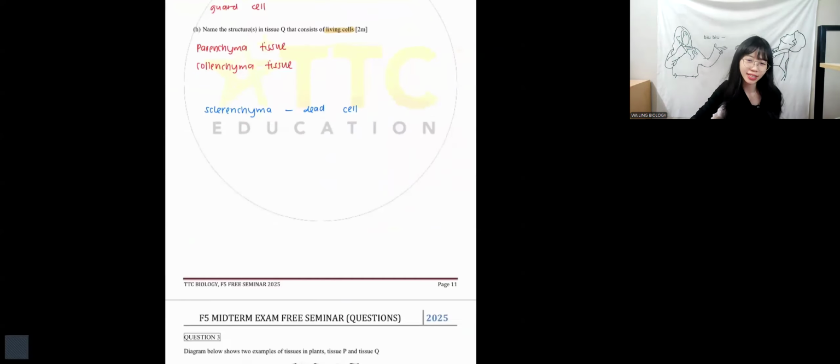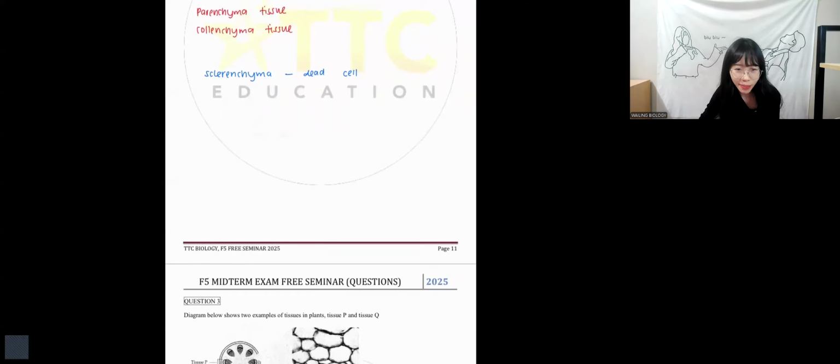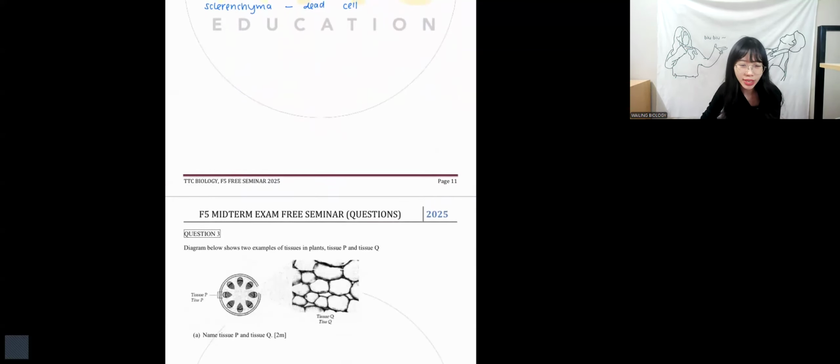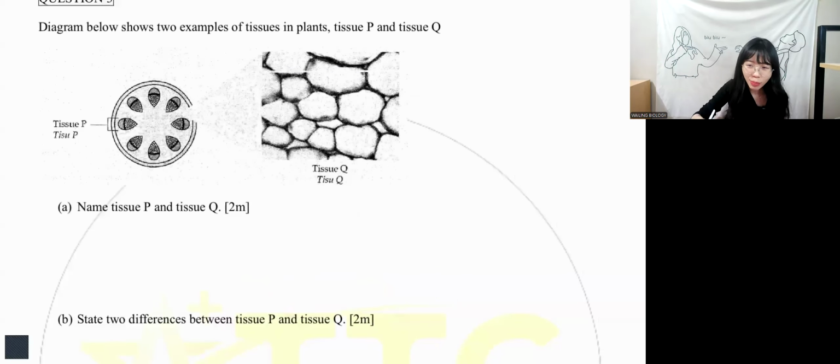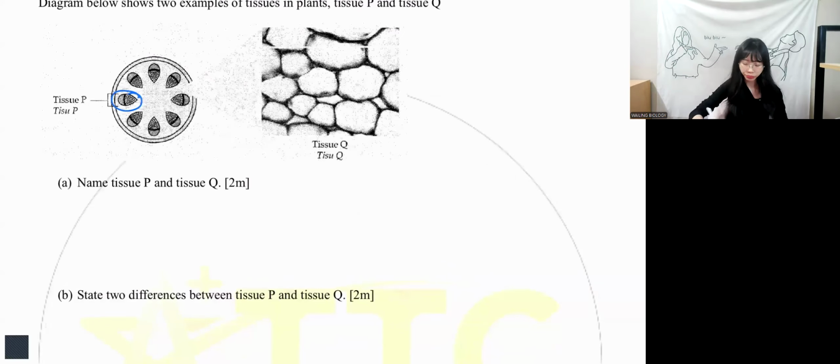Okay, the next question. Diagram below shows 2 examples of the tissue in plant P and Q. They ask you to write what is the tissue P. Tissue P, they bracket the entire thing. When you bracket the entire thing here, this tissue is known as what tissue? The entire thing, okay? What is the entire thing? Very good, vascular tissue. So P is known as a vascular tissue, which is xylem and phloem.